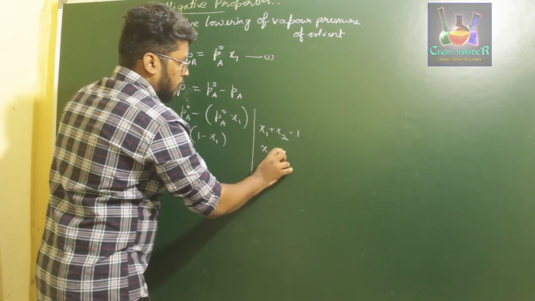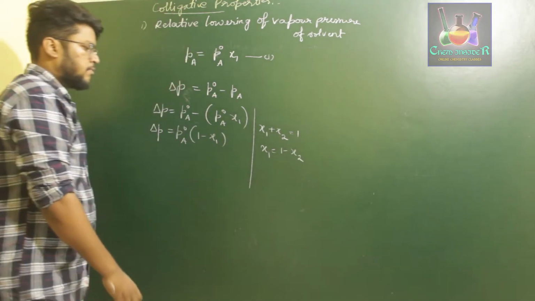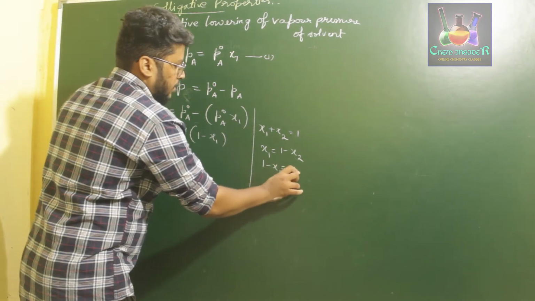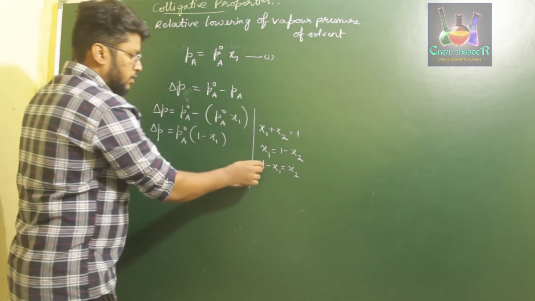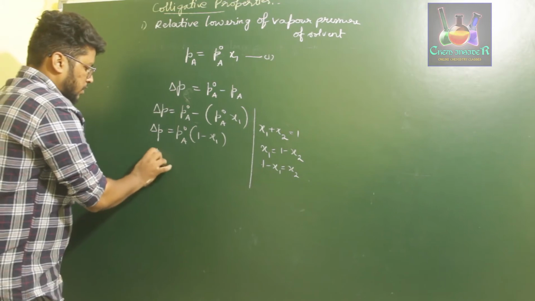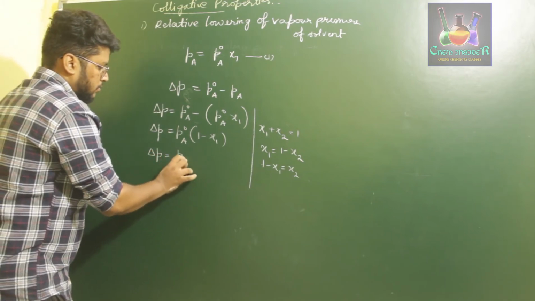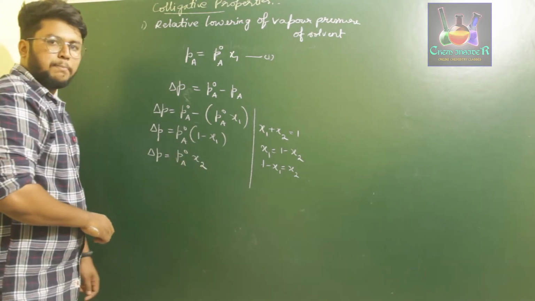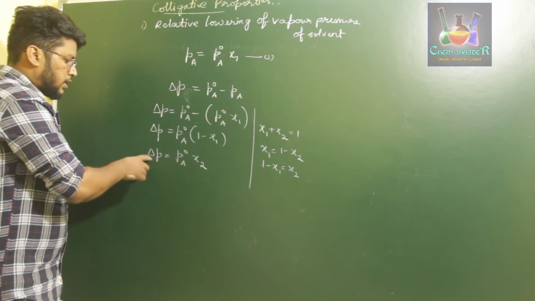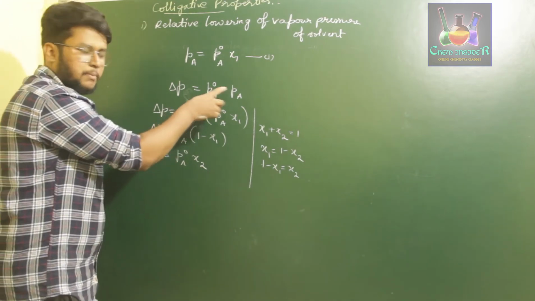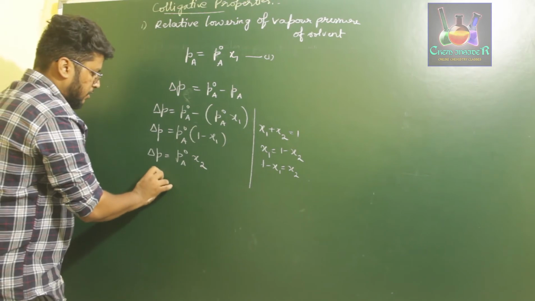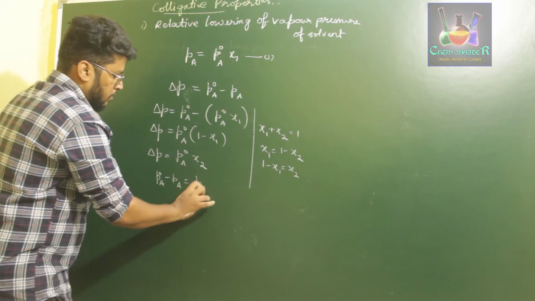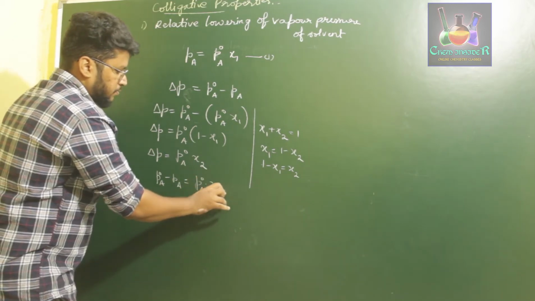Therefore, X1 will be equal to 1 minus X2, and 1 minus X1 will be equal to X2. Substituting this value in this equation, we get delta P is equal to PA naught into X2. Now delta P is nothing but PA naught minus PA. Taking this to this side, PA naught minus PA is equal to PA naught into X2.